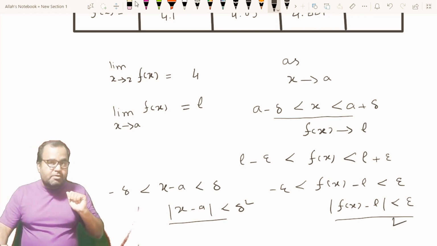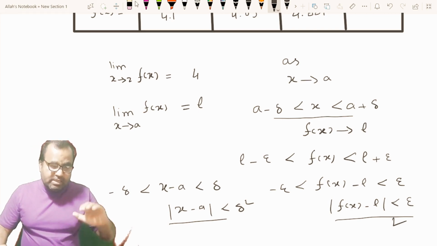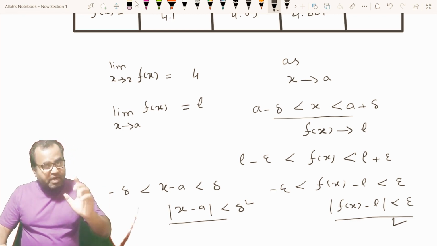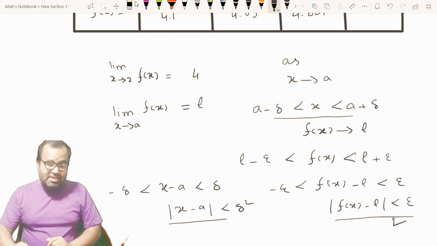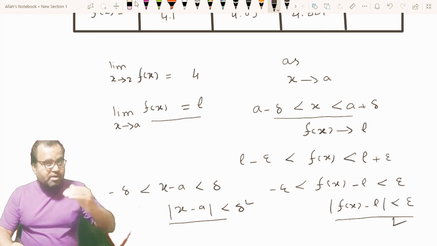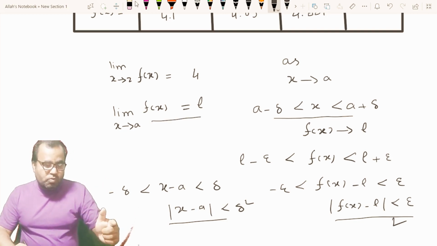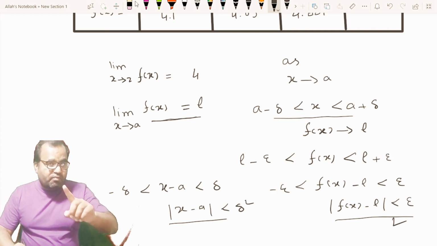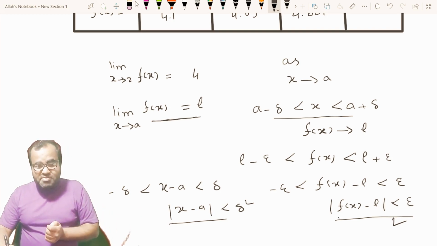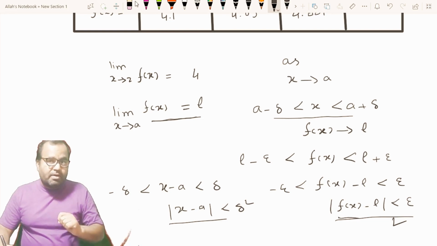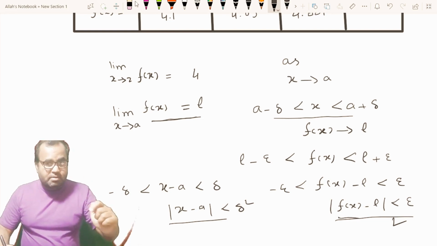Remember that the epsilon delta definition is always for a finite limit, not for an infinite limit.